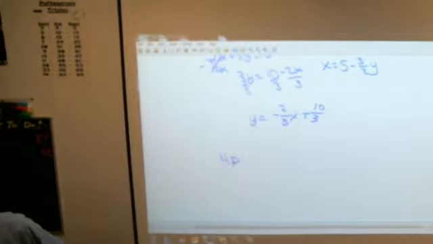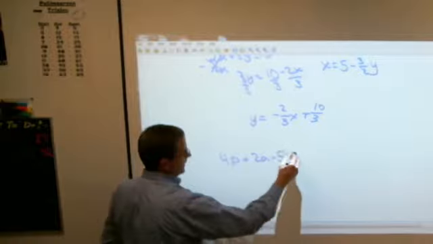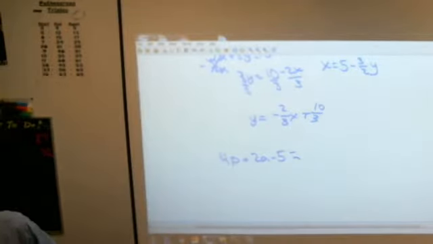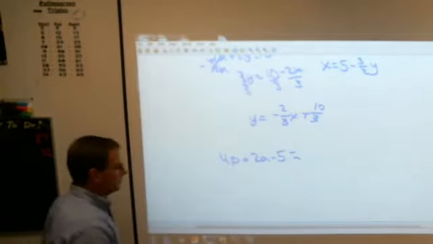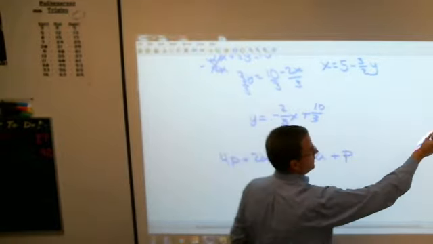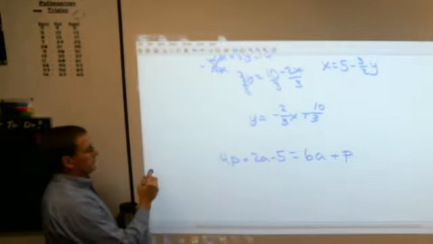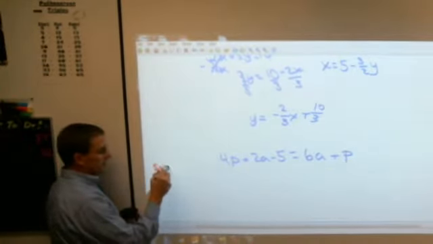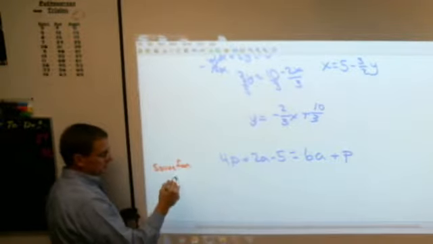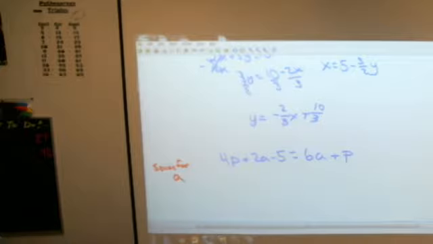4p plus 2a minus 5 equals 6a plus p. Now I'll let you pick. Which one do you want to solve for? A or P? A. Alright, solve it for A. Get the letter A by itself. A equals something. By the way, there's going to be P's on the other side, I would surmise.